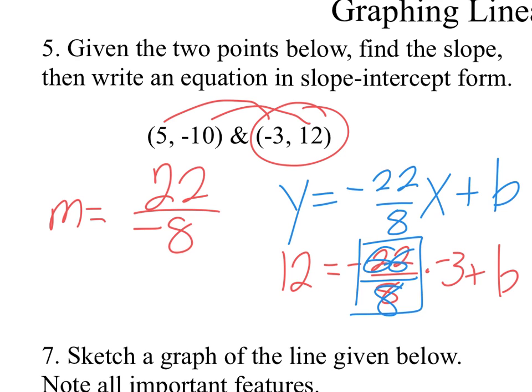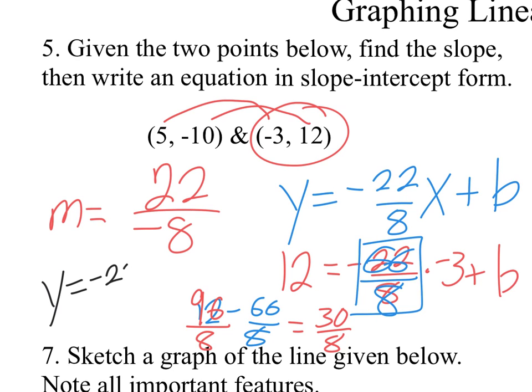And I'm going to subtract that from the other side. So 12 minus 66 over 8. 12 is 96 over 8. So I get 30 over 8 is my b. Okay. So y equals negative 22 over 8 x plus 30 over 8.